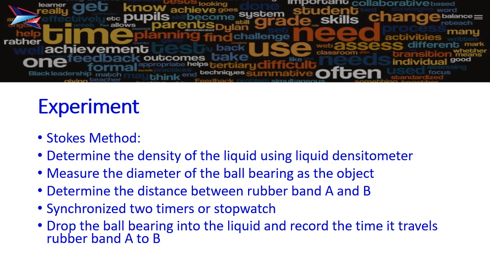As I said before, in the fifth step, you drop your object, the ball bearing, from the surface of your liquid, and the ball will go downward and pass positions A and B. In this case, you will be able to record the travel time of the object from position A to B.